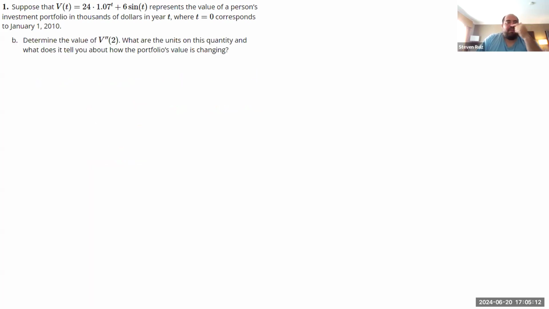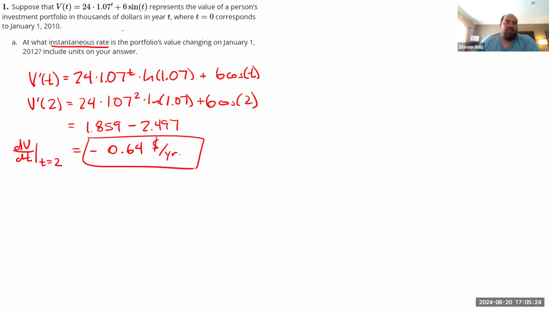All right, moving on to part B. Determine the value of V double prime of 2. So a little different now. We're being asked to find something, and now you interpret it, whereas in part A, we were given the interpretation and had to figure out for ourselves what operation we needed to do.